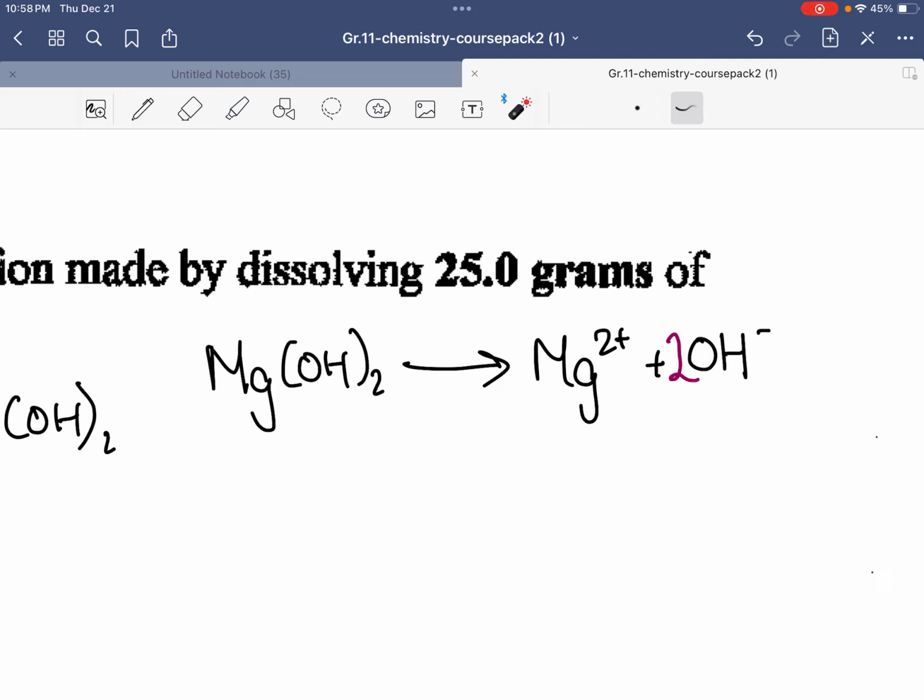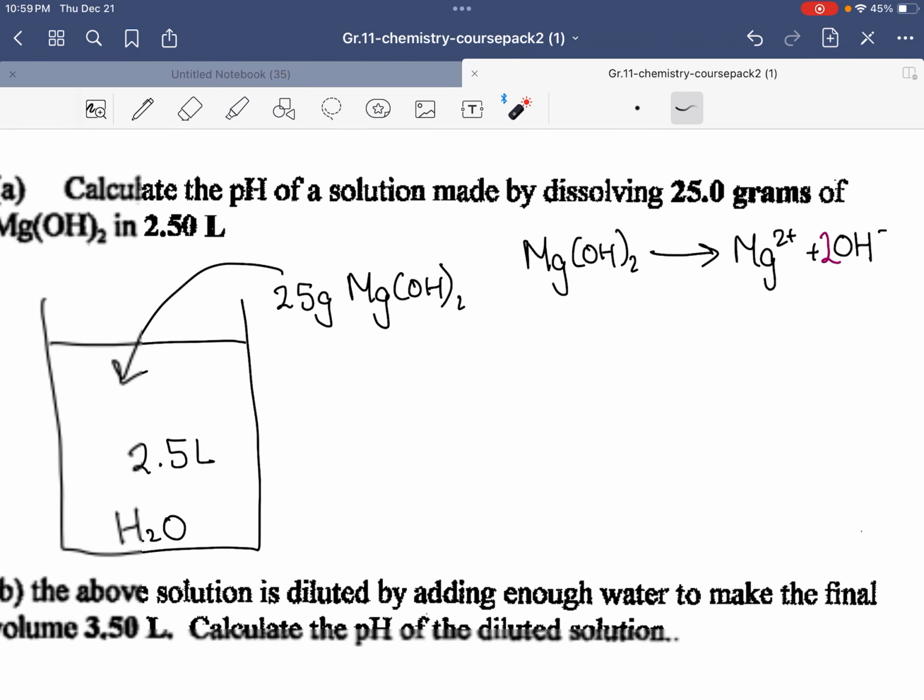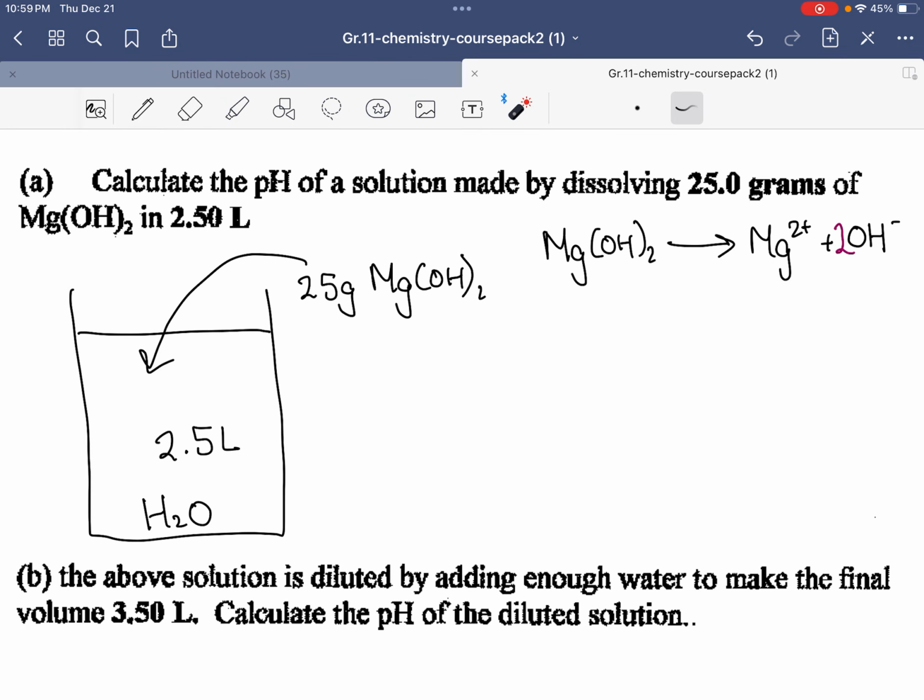Meaning that the ratio between Mg(OH)2 and OH- is not 1 to 1, but is 1 to 2. For every 1 mole of this, you can make 2 moles of this. Now that's a very important concept which we will take a look at very soon. So, first, we want to find the pH of this solution. Well, before we find pH, we need to know what is the concentration of Mg(OH)2.